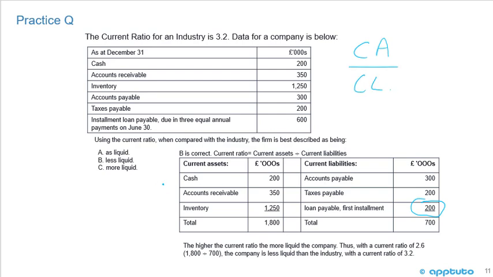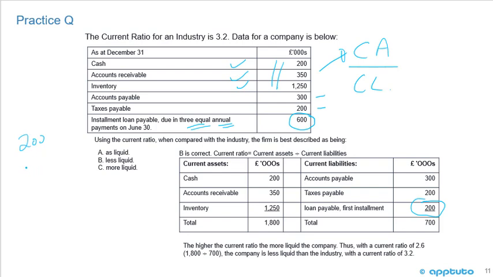So we have to calculate our current assets, which we know is cash plus accounts receivable plus inventory. We just add it up. We've got our current assets. That's pretty easy, 1250. Then our current liabilities: accounts payable is a current liability, taxes payable is a current liability, but we have this number here. It's an installment loan due in 3 equal annual payments. So what that means is 200 is a current liability.